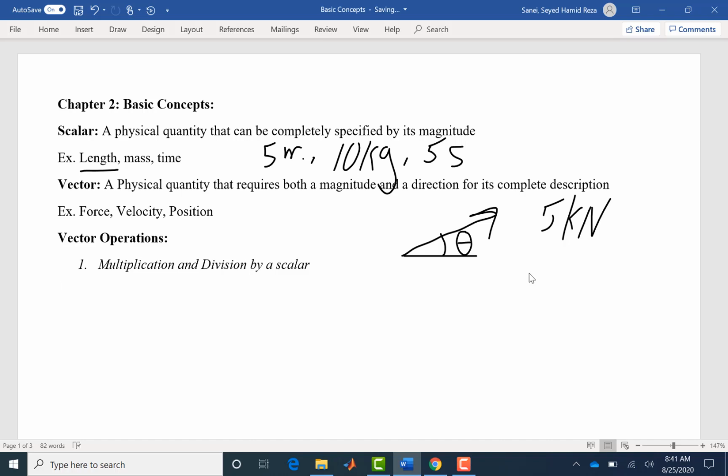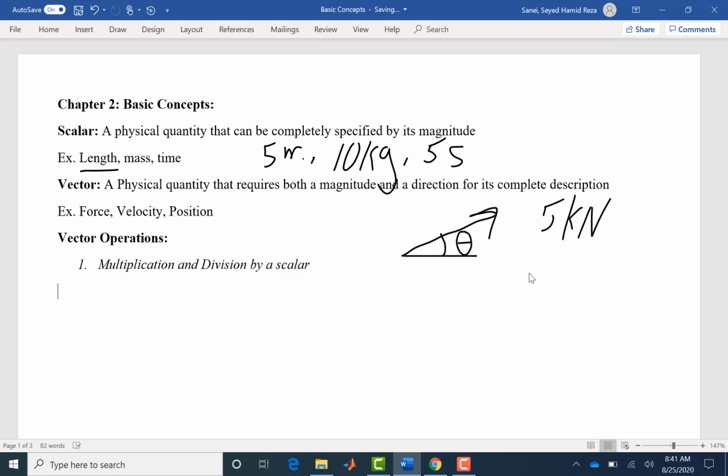The other examples of vectors could be velocity, could be position. So remember, position is different than length. You can say that a position is 5 meters towards positive x or negative y or at a specific angle. So a position is a vector. So now that we know what is a vector, we are gonna go over some of the vector operations.